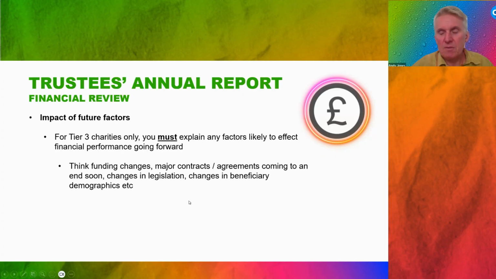And then the final fact here is just for larger charities, your tier 3 charities. Again, it comes onto the going concern point a bit, in a way, is explaining any factors that might affect financial performance going forward. So again, think here changes in funding, major contracts or agreements coming to an end, as I've just said, perhaps changes in legislation, perhaps changes in beneficiary demographics. If you're a school, it might be changes in pupil numbers that are going to have potentially a key impact on financial performance going forward. So again, really important, and you must explain that in your trustees' report.